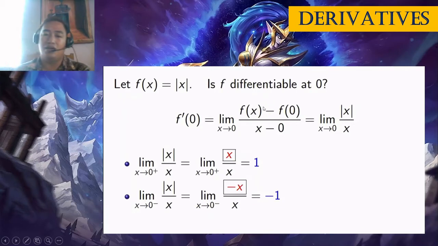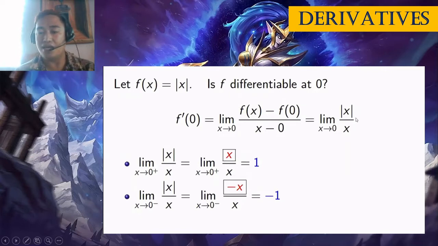So, katong formula nga walay delta x ang gigamit. Ang f of x kay absolute value of x, so ilisan nato siya og absolute value of x. Ang f of 0, absolute value of 0 is 0. So, x na lang ang mabilin sa ubos.